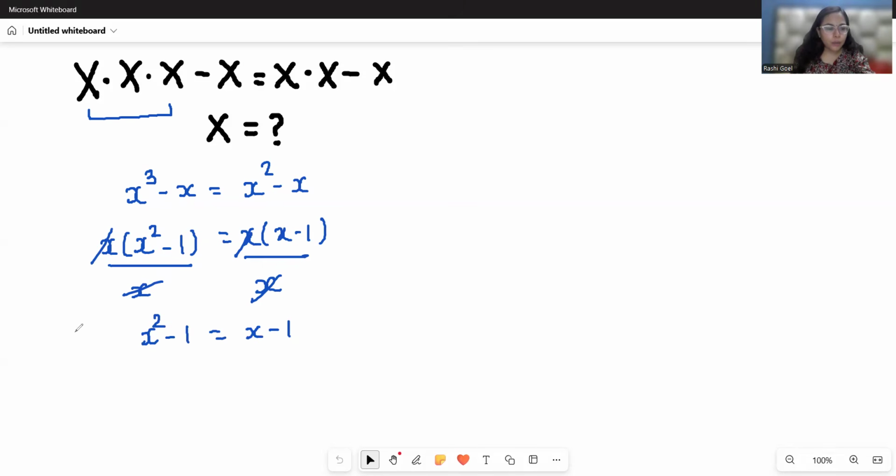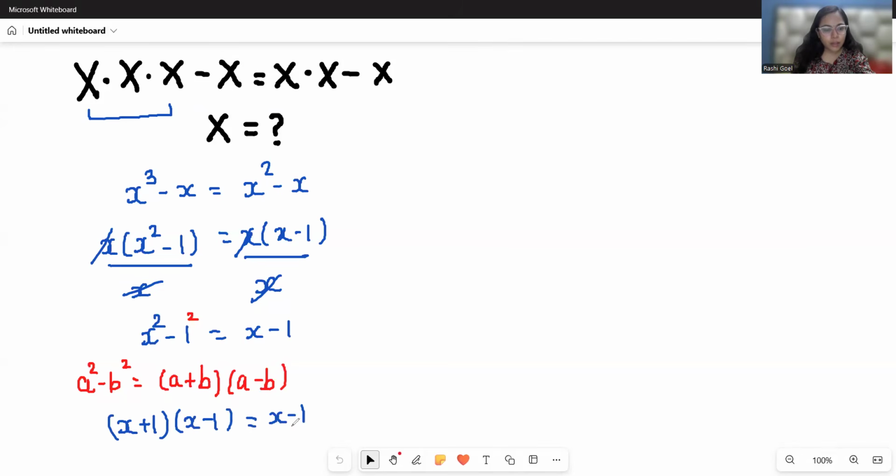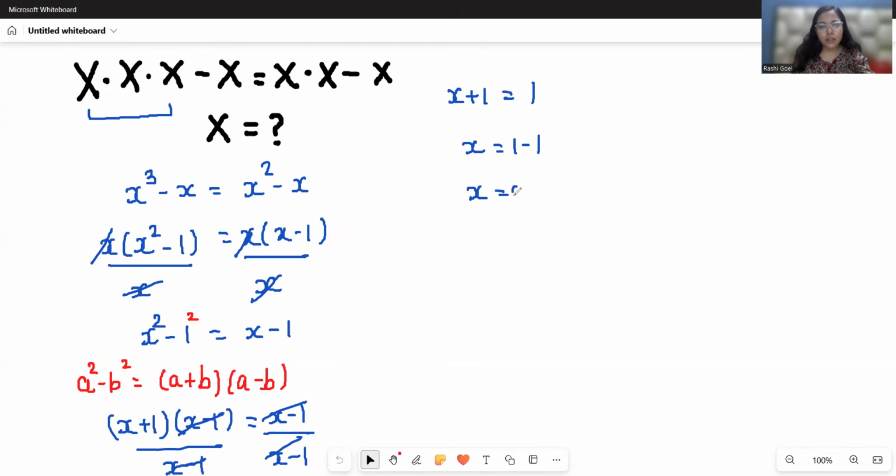So now I'm going to use the identity, that is a squared minus b squared, which is a plus b times a minus b. So we can write this one as 1 squared. So here if I apply the identity, it becomes x plus 1 times x minus 1 equals x minus 1. Now, if I divide both sides by x minus 1, this will cancel out. So it's x plus 1 equals 1 and x equals 1 minus 1, that is 0.